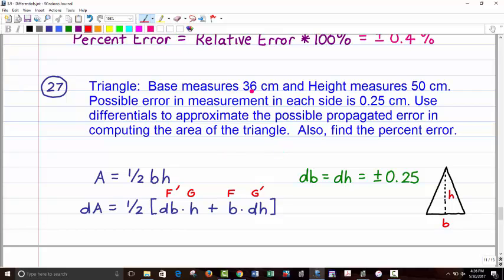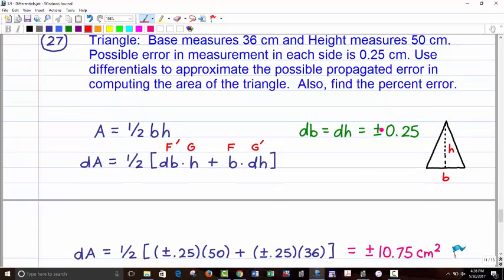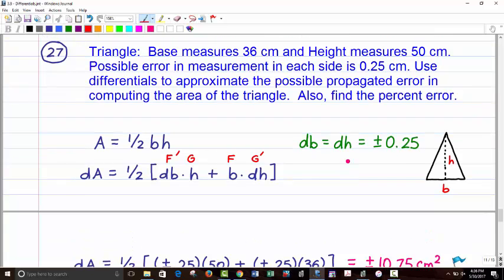So it says that you measure the base at 36, you measure the height at 50, and the possible error measurement of each side is 0.25. Use differentials to approximate the possible propagated error in computing the area of the triangle. Also find the percent error. I skipped over the relative error, but obviously you're getting the relative error when you're getting the percent error. So you see the measurement error is the same, using the same device to measure both of these, so that's why this is the same number.